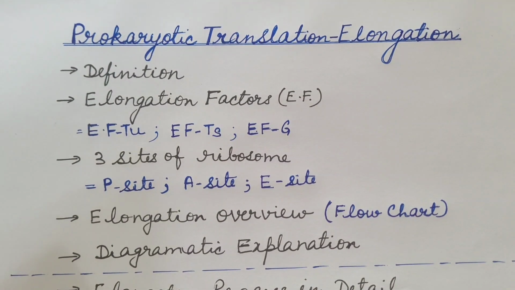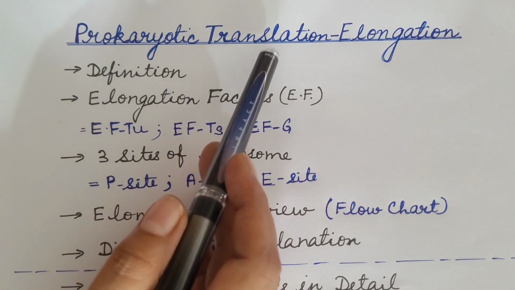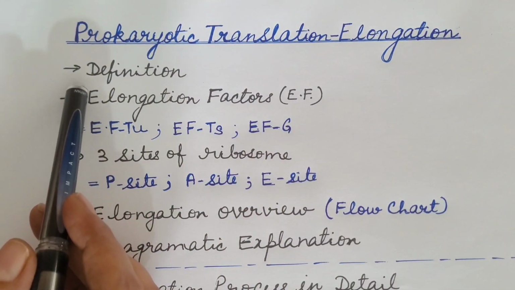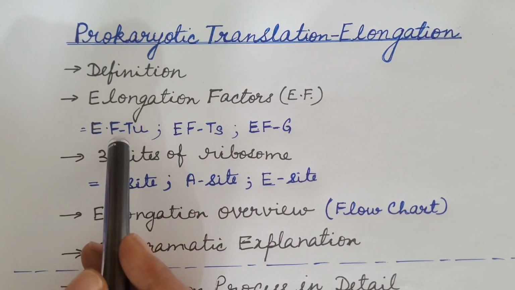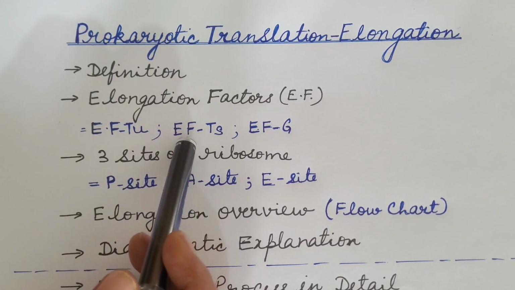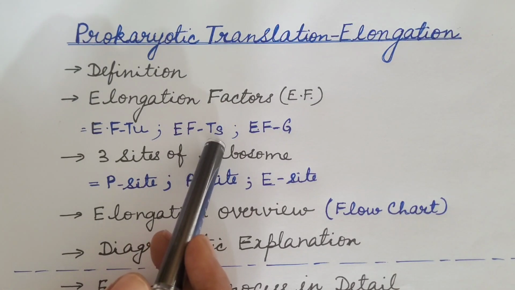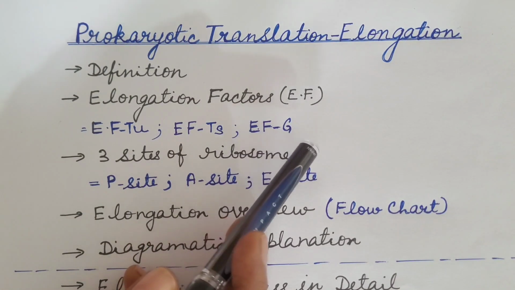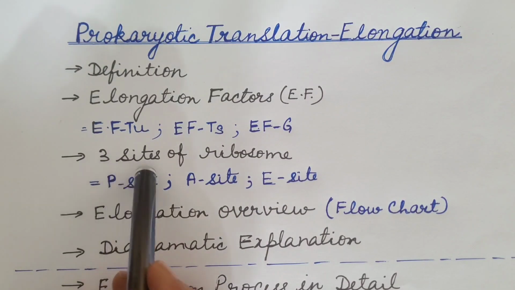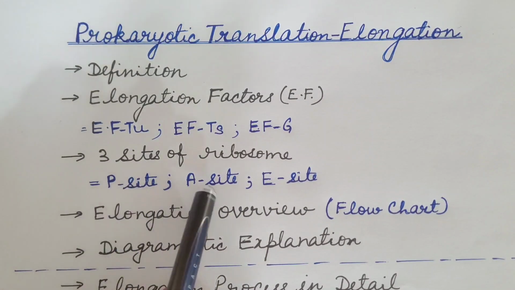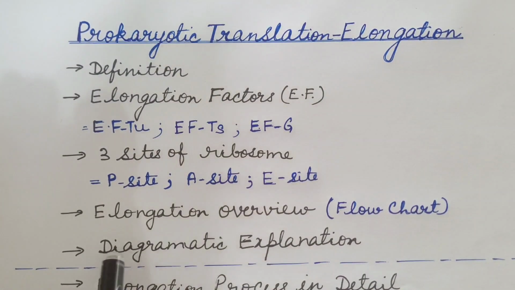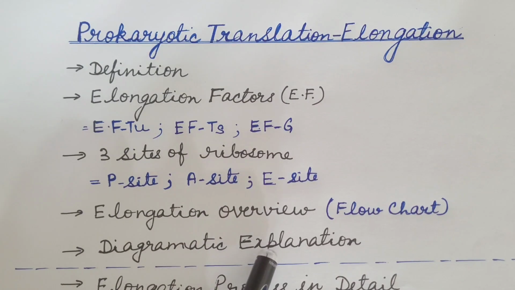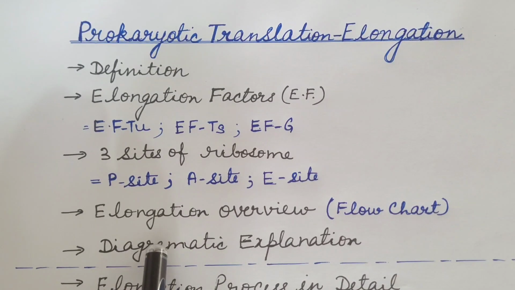Hello friends, we are discussing the elongation step in prokaryotic translation. In the first part of this video, we discussed its definition, then we discussed elongation factors: three types of elongation factor, EFTU (elongation factor thermo-unstable), EFTS (elongation factor thermostable), and EFG, also known as translocase. Then we discussed the three sites of the ribosome, P site, A site and E site. We saw the overview of elongation with the help of a flowchart. Then we saw the diagrammatic explanation of the translocation, elongation step.